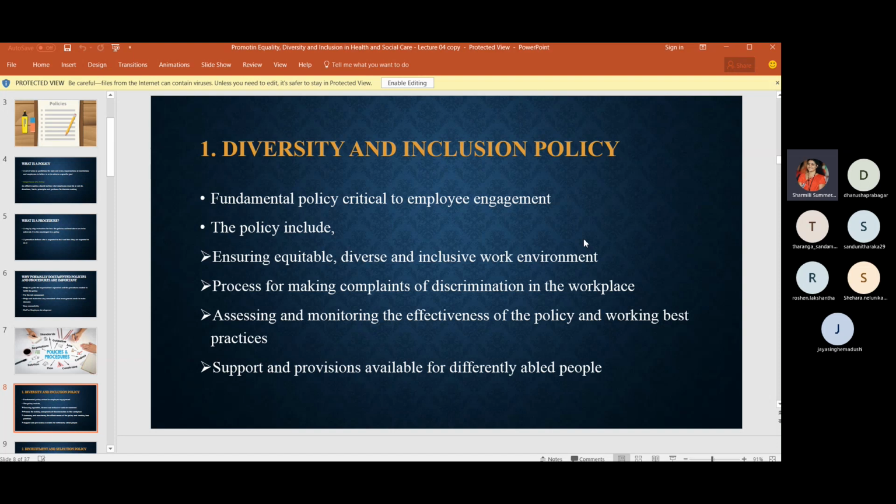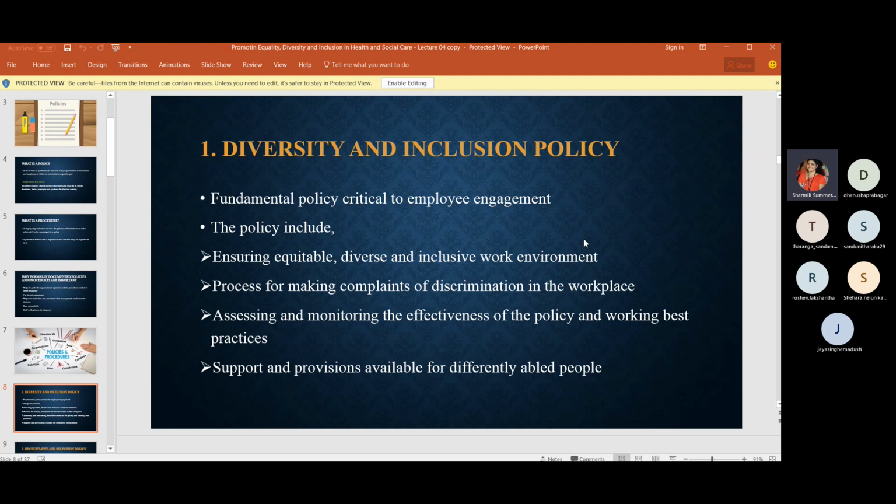And support and provisions available for differently able people. Yes, differently able people means disabled people. I already told you, normally we do not call them disabilities, they are differently able people. So this diversity and inclusion policy is not only for other diverse characteristics, it also provides supportive activities or supportive acts for the differently able people.